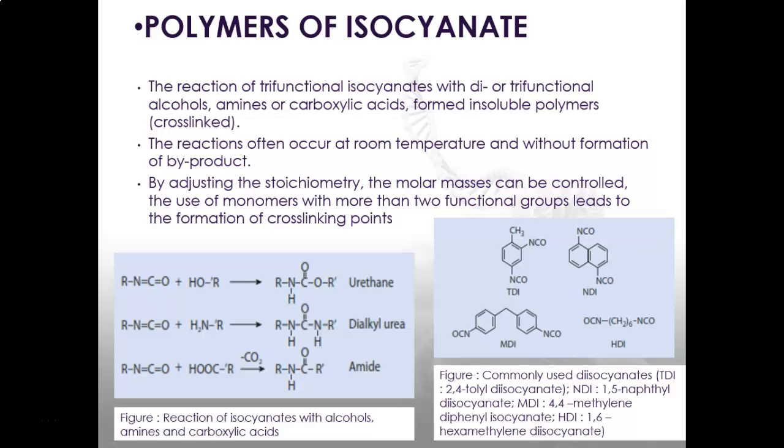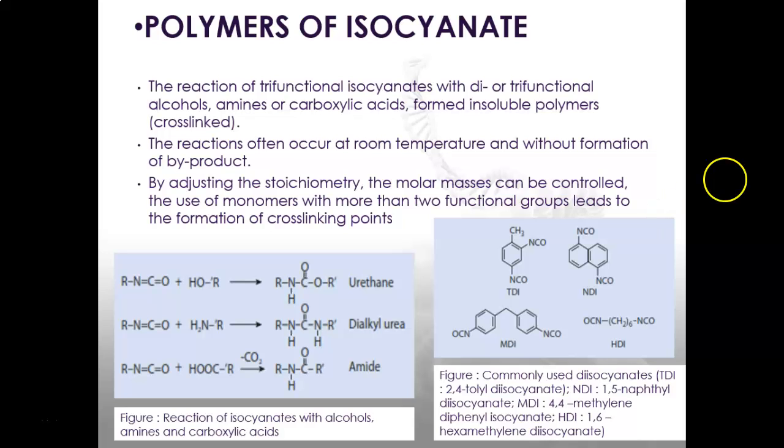Polymer of isocyanate. Okay, the reaction of trifunctional isocyanate with di- or trifunctional alcohol, amine, or carboxylic acid forms an insoluble polymer or crosslink. The reaction often occurs at room temperature and without the formation of a byproduct. By adjusting the stoichiometry, the molar mass can be controlled. The use of monomers with more than two functional groups leads to the formation of crosslink points. So actually this refers to the production of polyurethane. Polyurethane is produced by stepwise polymerization, but without a byproduct such as water.